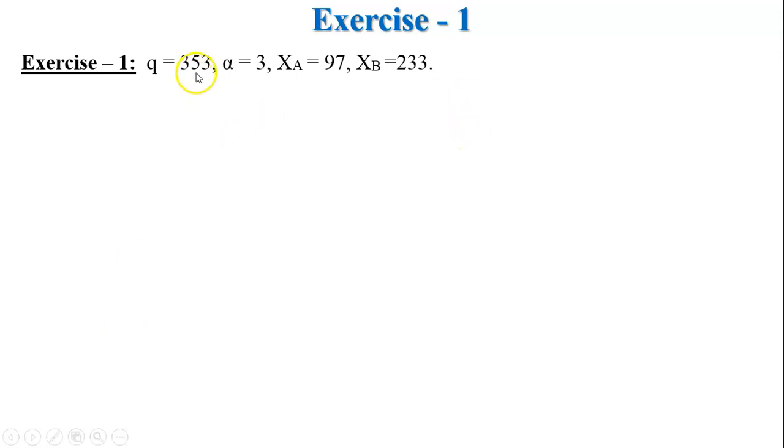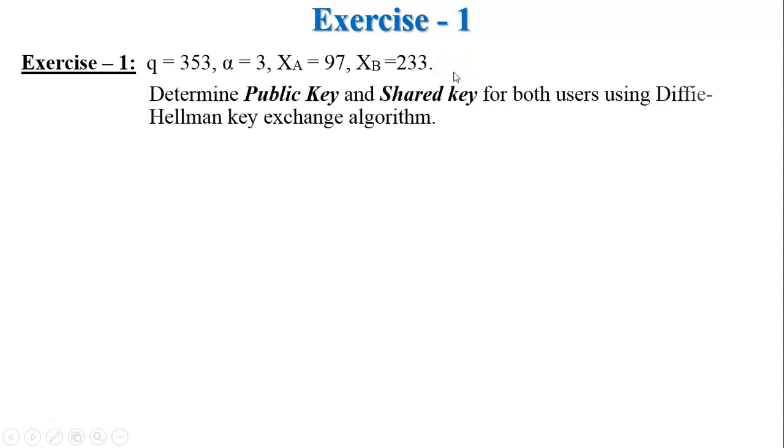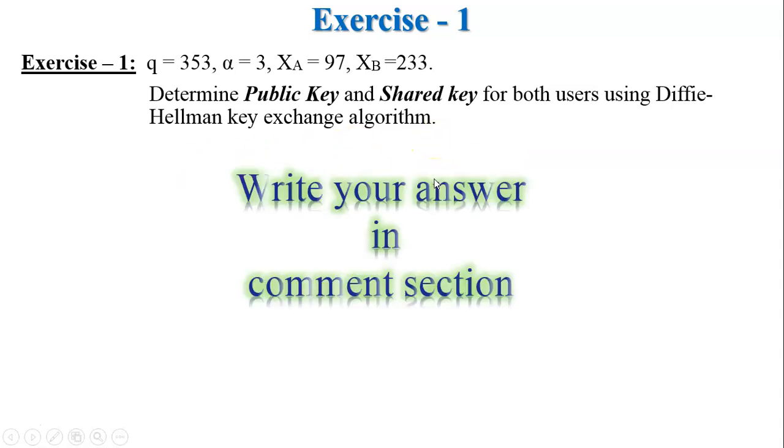Now from this algorithm, all of you have to solve this exercise. Here I have provided 3 exercises. So first one, Q is equal to 353, alpha is equal to 3, XA for user A side is equal to 97, XB is equal to 233 for the user B side. Determine the public key, it means YA and YB, and shared key, so it is capital K for both the user A and B using Diffie Hellman key exchange algorithm. Write your answer in comment section.